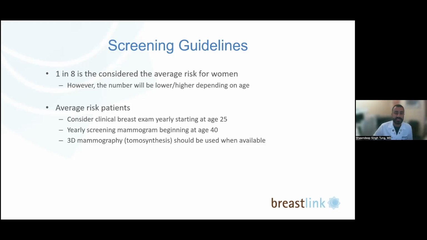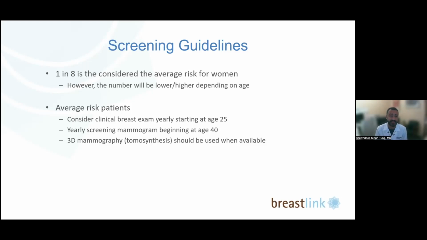So what are some of the screening guidelines? Well, just to start off with the average risk for women, 1 in 8 women is considered the average risk. And that number, however, is going to change. You're not going to be 1 in 8 when you're 30, and you're not going to be 1 in 8 when you're 80. So that risk is actually going to be slightly lower earlier on, and the risk grows over time. The reason we use that 1 in 8 is when we average it out over time, that's about your risk. So we'll consider that the average risk patient.